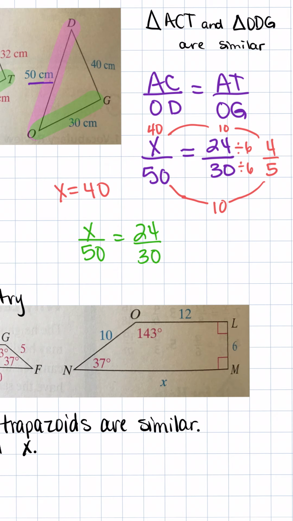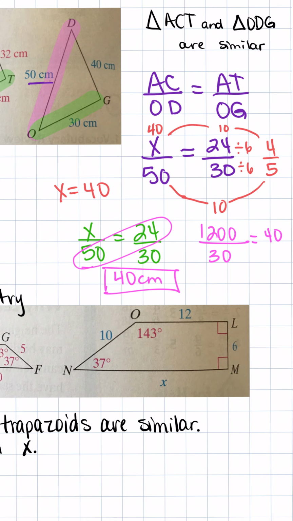But another way we could do this is we could have gone x over 50 equals 24 over 30. Let's multiply 50 times 24. 50 times 24 equals 1200. Divide that by 30. And that equals 40. Either one is correct, okay? However you want to solve it. So it turns out to be 40 centimeters.